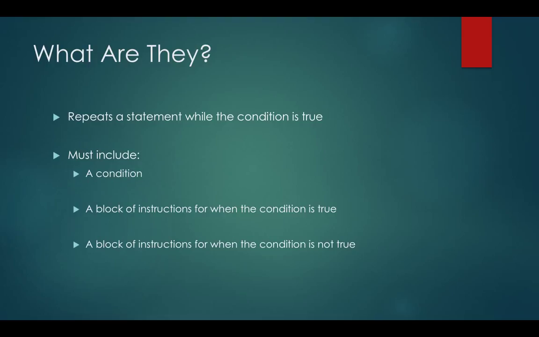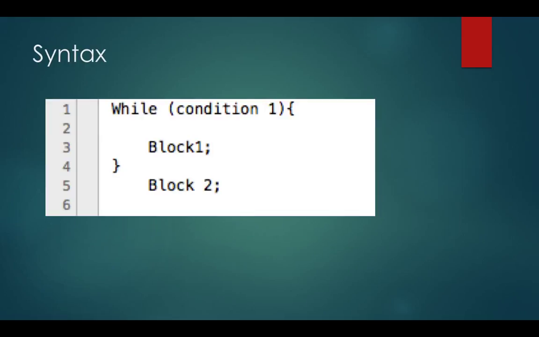So, what are they? What are loops? It repeats a statement, and we're going to be talking about while conditions here. So while the condition is true, it must include a block of instructions for when the condition is true and a block of instructions when the condition is not true. So this is the syntax for a while loop. We have while condition 1. And if this is true, so while this condition is true, we're going to execute block 1. And then once condition 1 is not true, you jump to block 2.